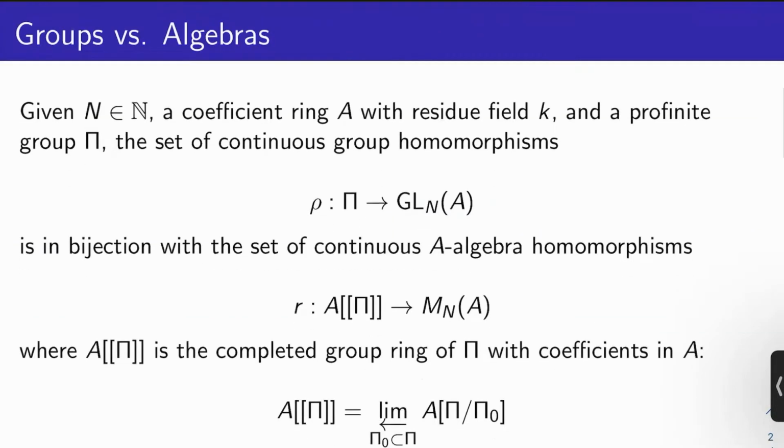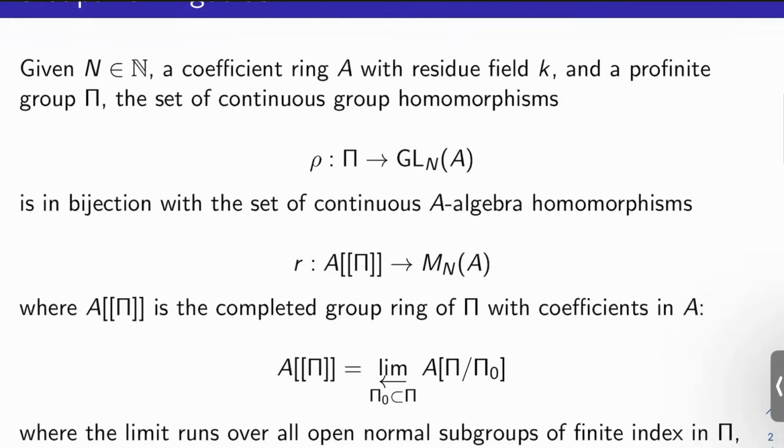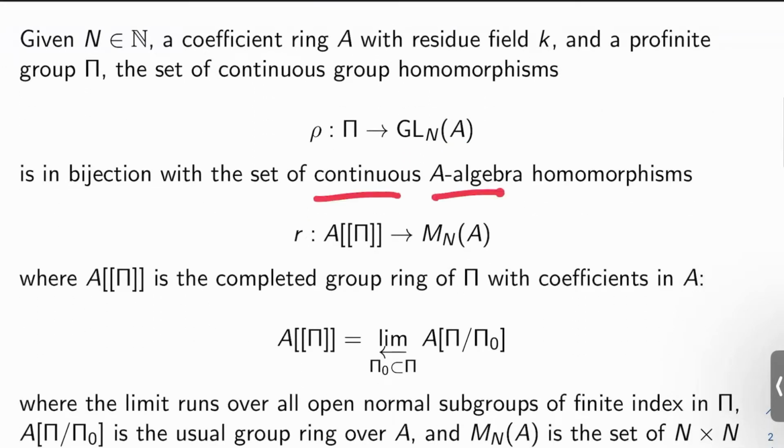Let n be a natural number. We'll take a coefficient ring A. Watch the last video to learn all you need to know about coefficient rings. And a profinite group pi. Okay, so the set of continuous group homomorphisms rho from pi to GLN of A is actually in bijection with the set of continuous A algebra homomorphisms R from the completed group ring A bracket pi to Mn of A, where Mn of A is the set of all n by n matrices with entries in A.